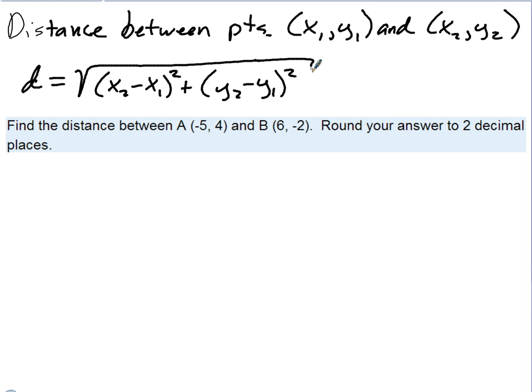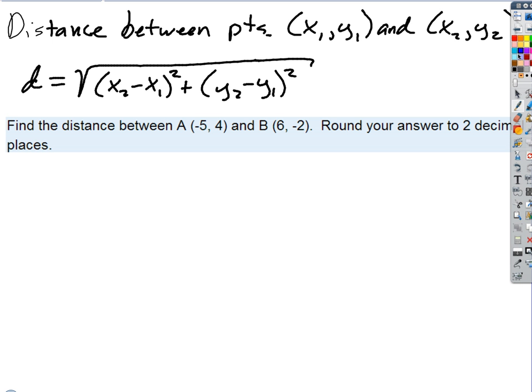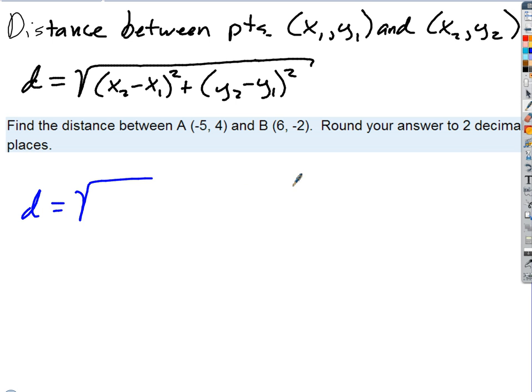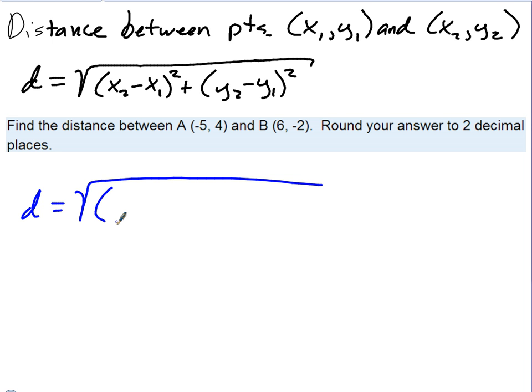Let's plug the stuff in that we know and see what we get. So in this case, it doesn't matter which one you call x1, y1, and which one you call x2, y2. Either one of these 2 points could be the first, and either one could be the second. Doesn't matter. You just have to be consistent once you've picked those points. So what does our distance formula look like if I plug in this information? Okay, everybody see that? So we're going to say this x value, 6, minus that x value, -5.